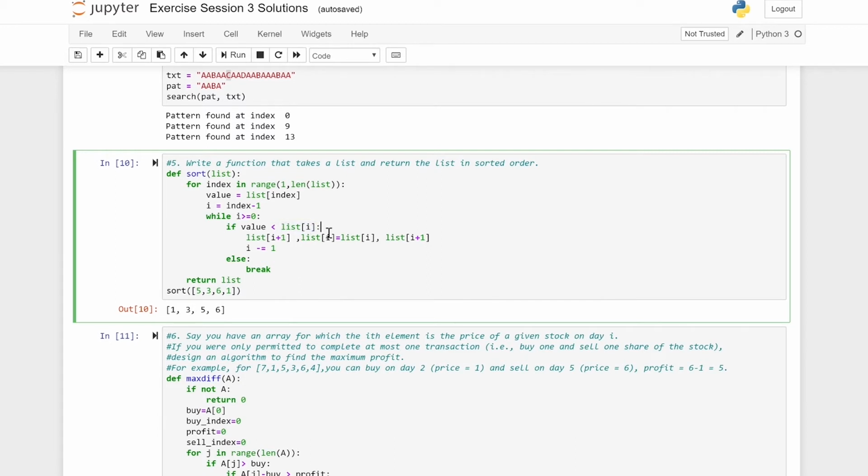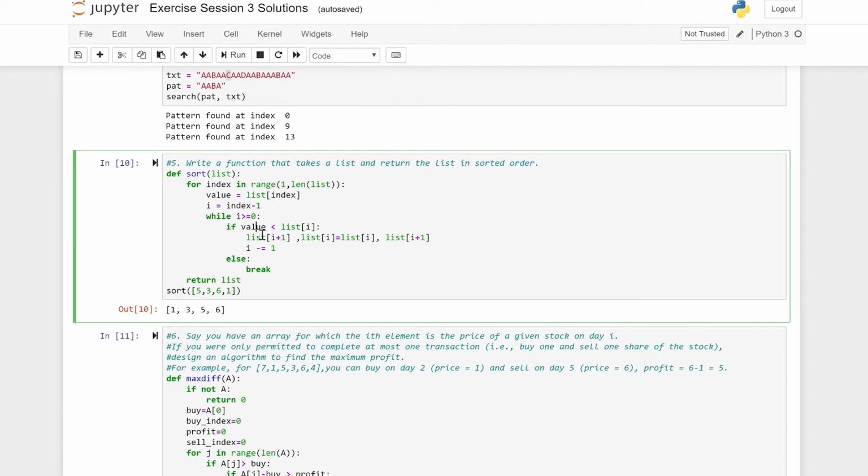What we need to do here, this is going to fail because 6 is not smaller than 5 and this while loop is broken. We will keep checking, and now we have index value is 3 and the value is list 3, which is 1. I is 2.